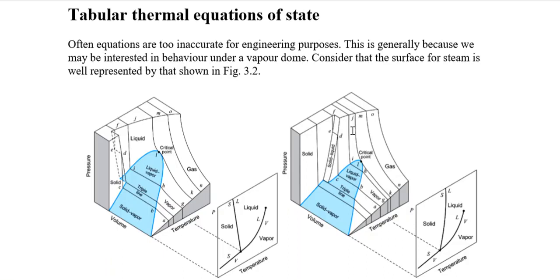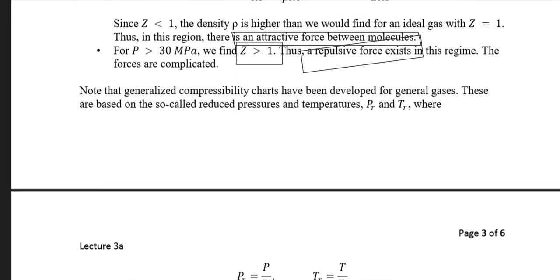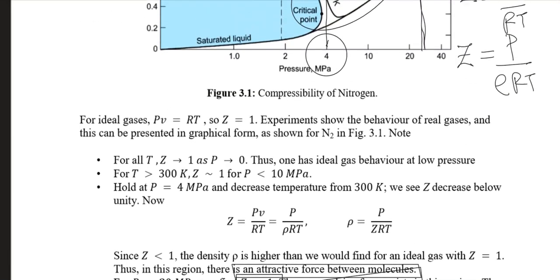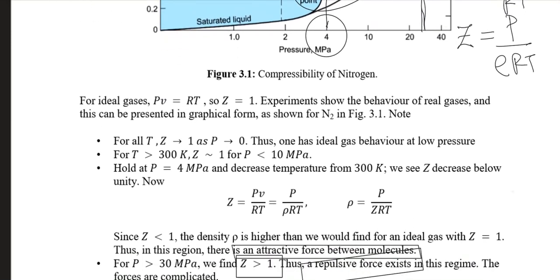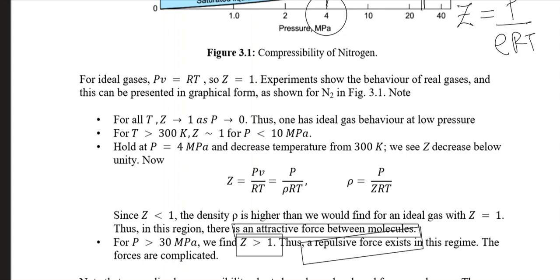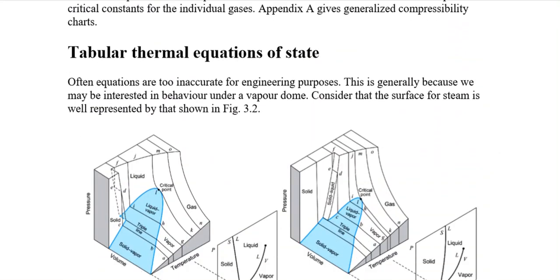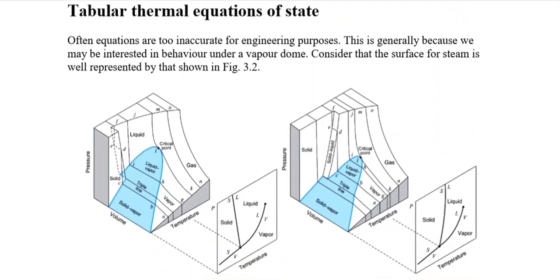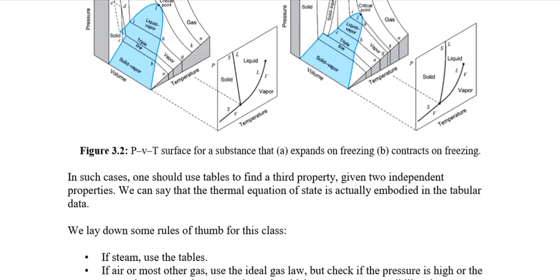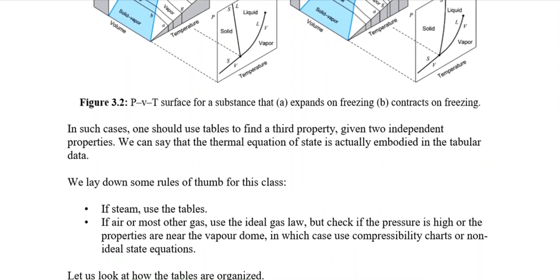So what we said earlier: if we are talking about more accuracy for the gases, we would be modifying the equations more, and more modification means it will get more and more complex. Whatever approach you take, the equation would still be inaccurate for engineering purposes. Sometimes we are more interested in the behavior under the vapor dome, near the vapor dome. In those cases, we normally use the property tables.